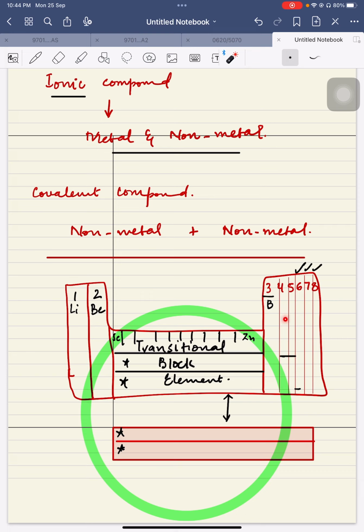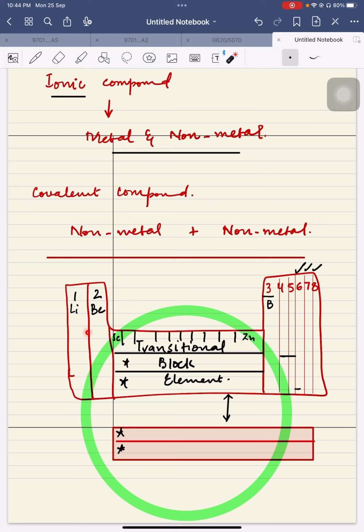Now, the story is with group number four and five. Group number four and five are called metalloids, or semi-metals. Why is it so? Because they contain both metals and non-metals. That's why group number four and five are called metalloids or semi-metals.